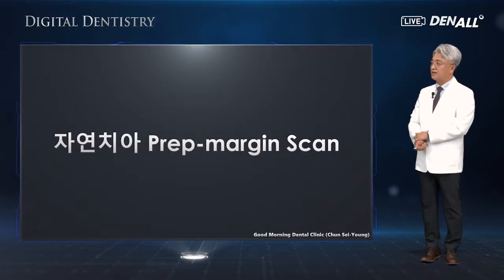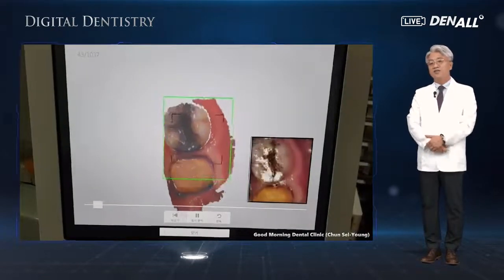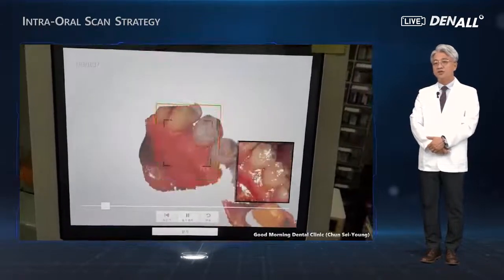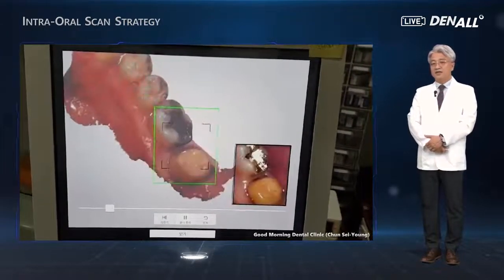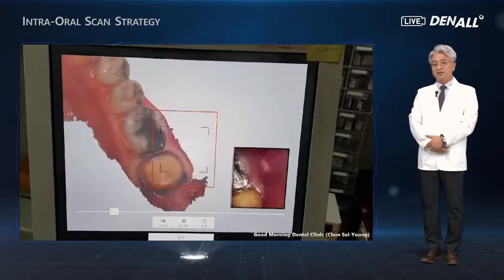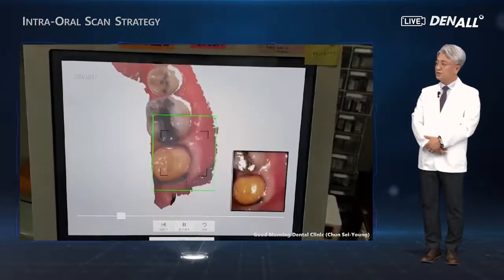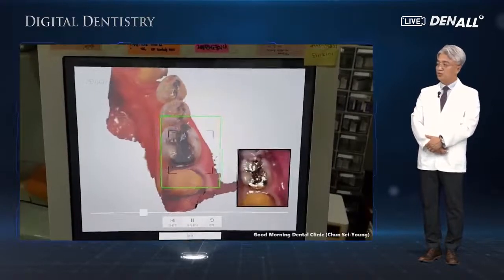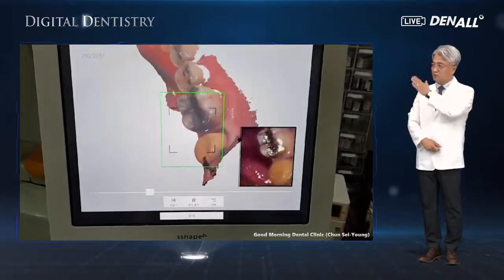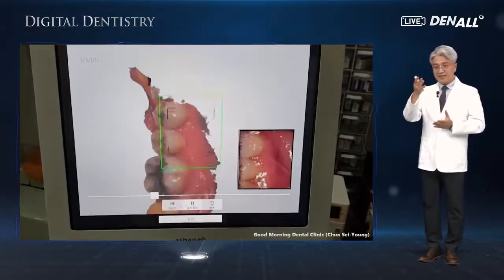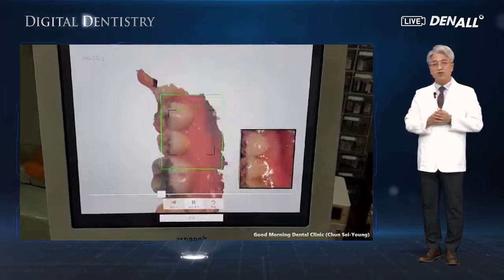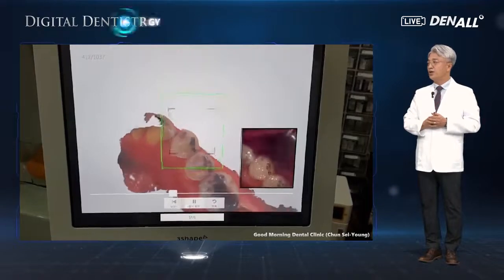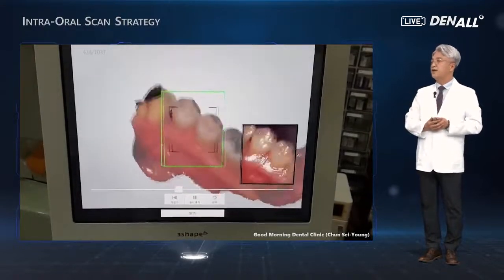This is a pre-margin scan for natural tooth. This is me filmed doing the scanning on a patient years ago. The most challenging part was the distal part of number 7. The gingival cord was quite thick. You can see it is inserted. So that part, the margin is significantly inferior to gingiva, so it is very hard to scan that part.